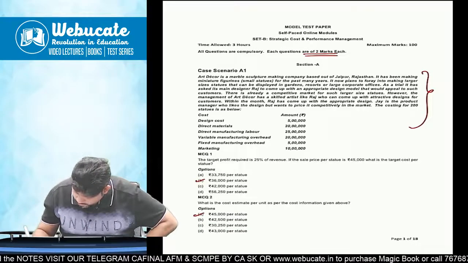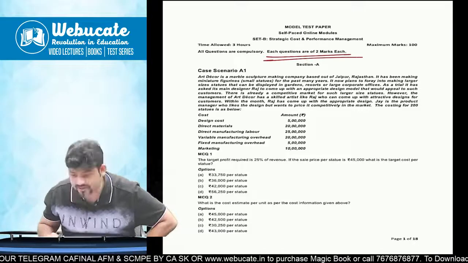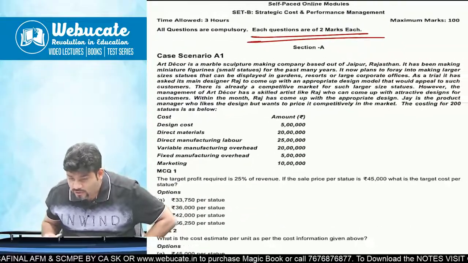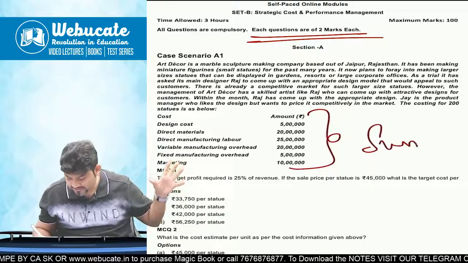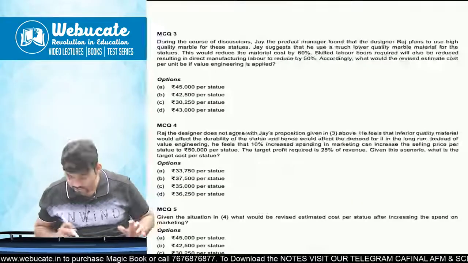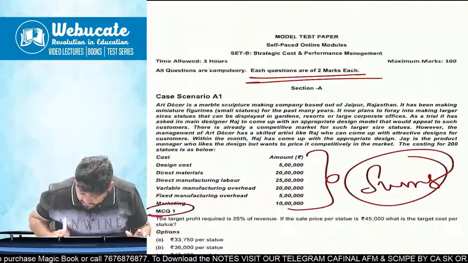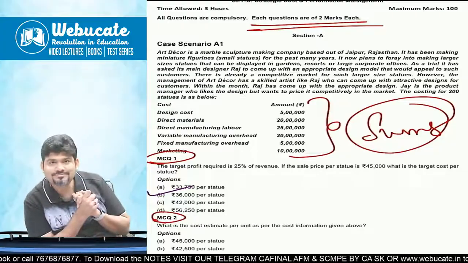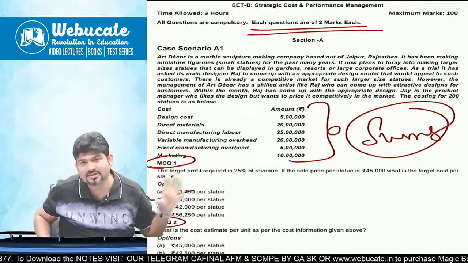See here, what they have said is that each question carries 2 marks, right? And look at this question. It is a typical case scenario based question. Sums and all of this is there. And finally, the MCQs are there, and for this MCQ, we will take the correct option and give our answer. Okay, so that's how this whole subject is going to be divided: strategic, cost, and performance management.